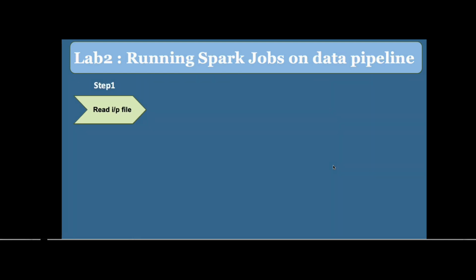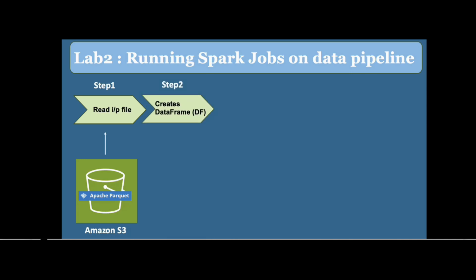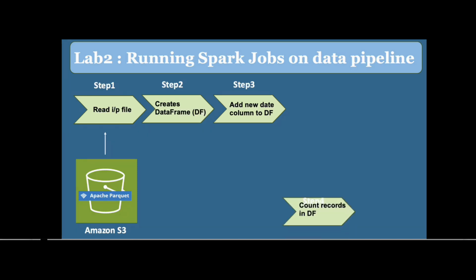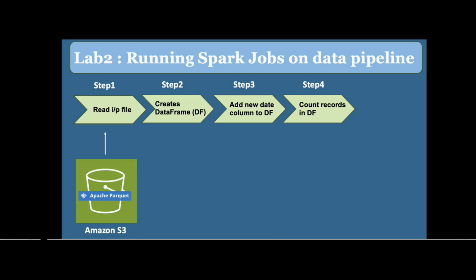So we will take a simple application. We will read the file from the S3 bucket, and the input file is in the format called Apache Parquet, and then we will do some simple operations. For example, creating a data frame object using the Spark Python library, then adding a new column to this particular data frame, and then counting the number of records in this data frame. It's a very simple application, and so we will repartition this data frame into two partitions and write into S3.